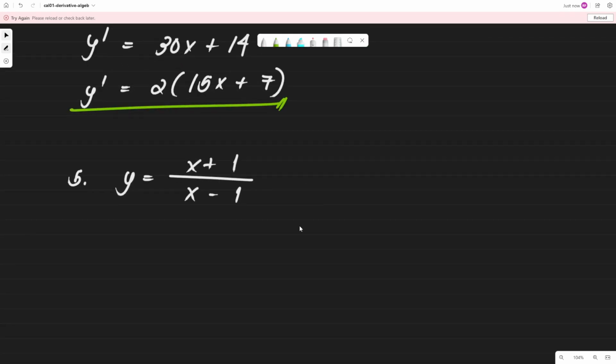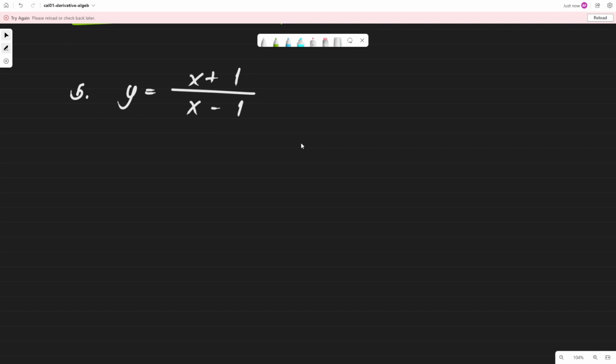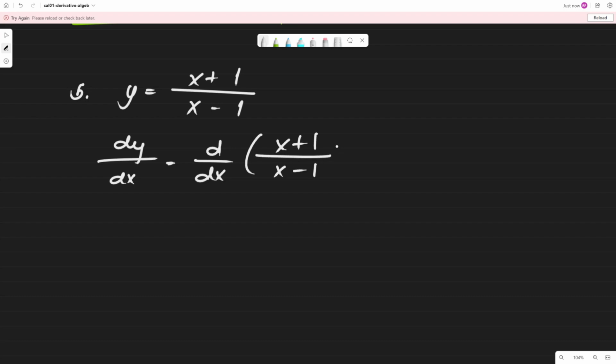Okay, next, so we have our example number 5. Y is equal to x plus 1 over x minus 1. So if we're going to get the derivative, we have dy over dx is equal to d over dx of x plus 1 over x minus 1. So this is product rule, or rather quotient rule. So we have u over v. So kapag kinuha natin derivative, that is vu prime minus uv prime all over v squared.